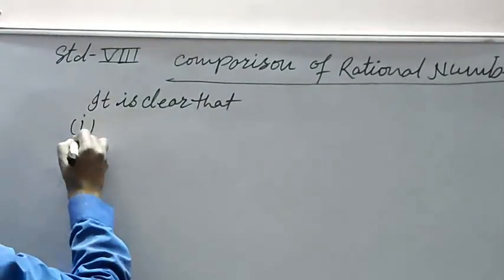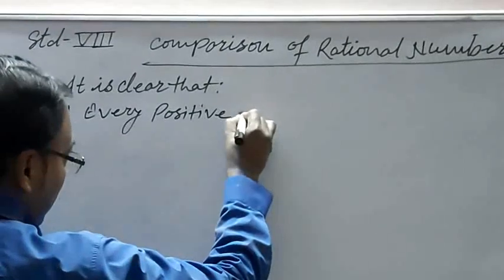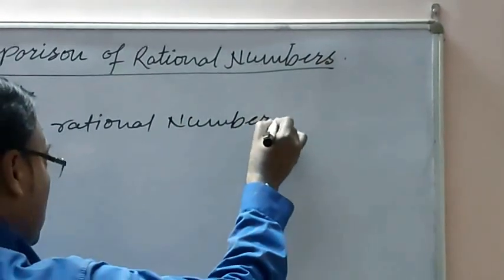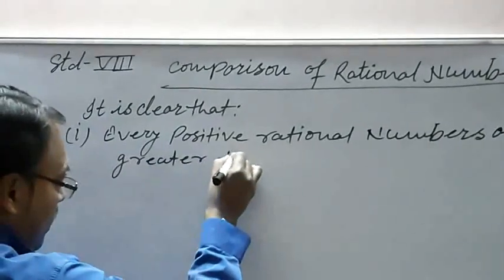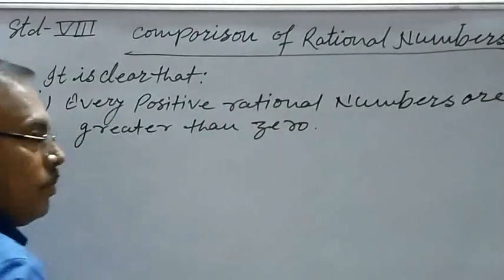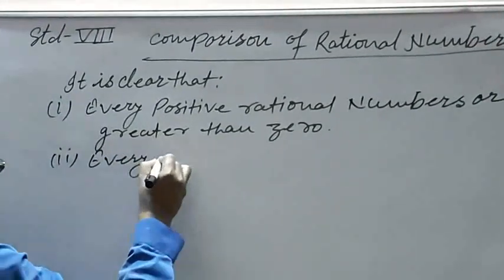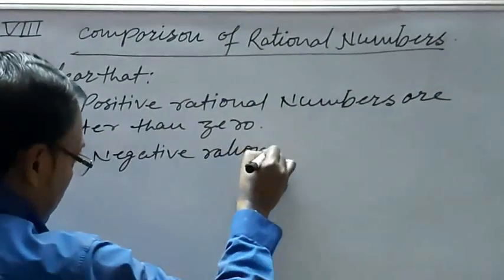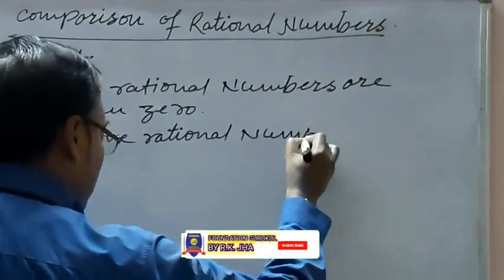It is clear that first point, every positive rational number is greater than 0, and second point is similar to this, every negative rational number is less than 0.